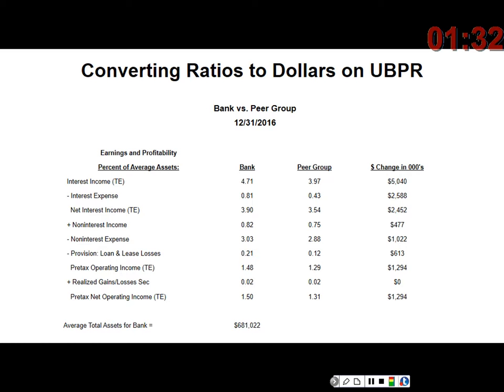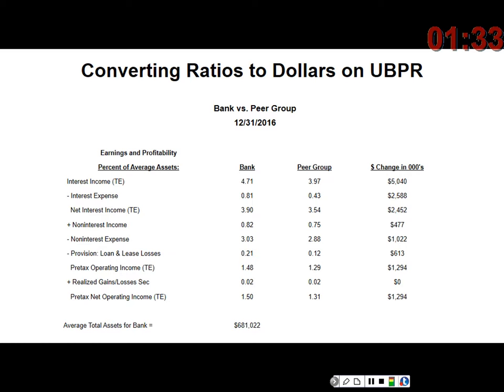Now, it's not precise, okay? Because, again, the peer group is rather large. So the average bank size in the peer group is not going to be the average asset size of our bank, but it could be close. But the difference between these two numbers in terms of dollars means your bank is making $5 million more than the average bank in your peer group in terms of just interest income. So we're taking that percentage that doesn't mean much to us, and we're turning it into $5 million, which does mean a lot to us.